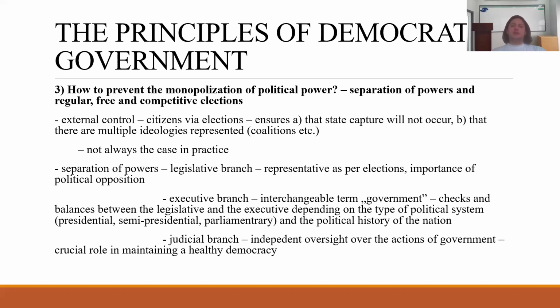There are two answers to this. The first is regular, free, and competitive elections, and the second is a separation of powers. First of all, external control. External control happens, as I've already said, via elections. They ensure two things. First of all, they ensure that state capture doesn't happen, that a government once elected is not governing forever. This is also why we have term limits, right? So you cannot be US president more than twice, for example.